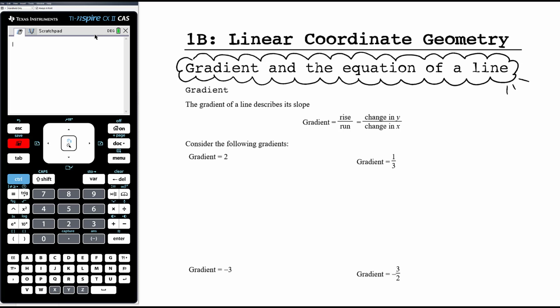Okay, so this video is continuing in the Algebra and Linear Relations topic, but it's sort of the beginning of the second section within that topic where we look at linear coordinate geometry. So up until now it's been about linear algebra and linear equations. So throughout the coordinate geometry topic, there's a lot of formulas that come up.